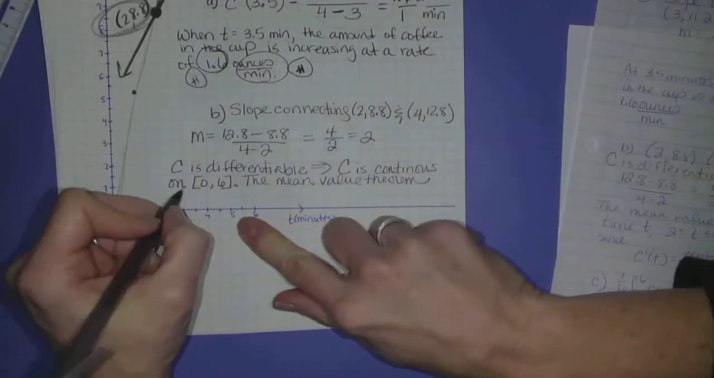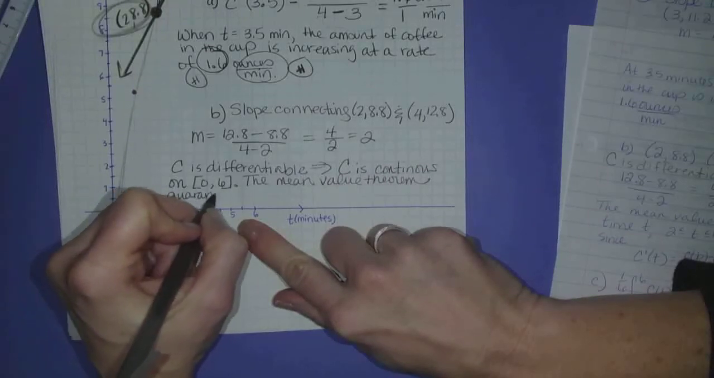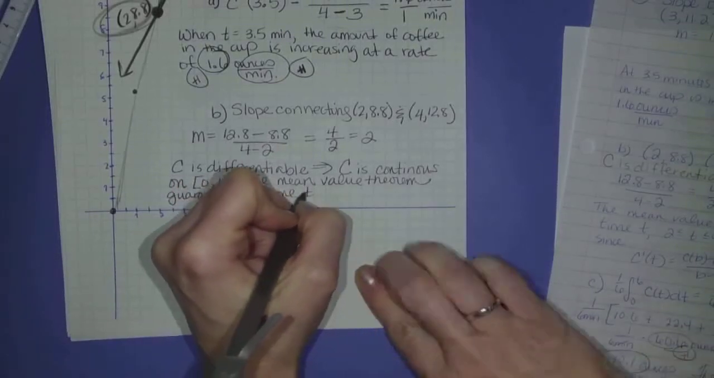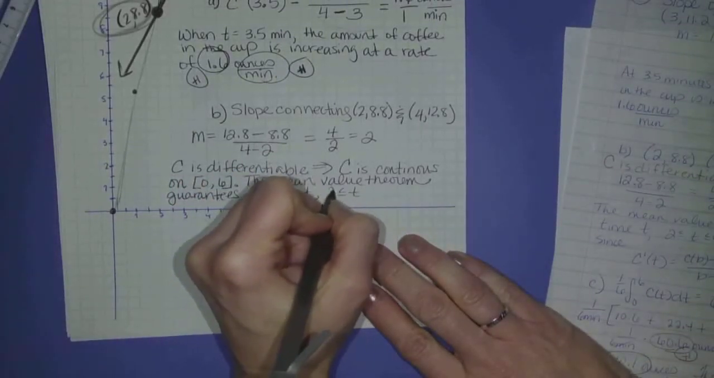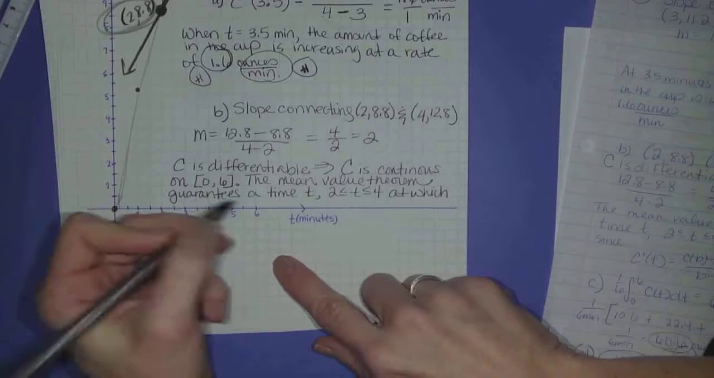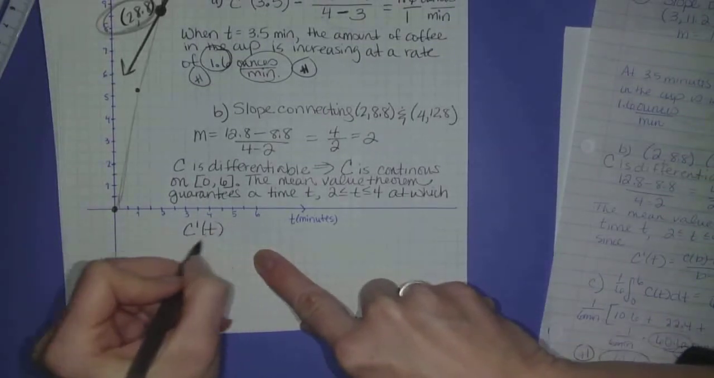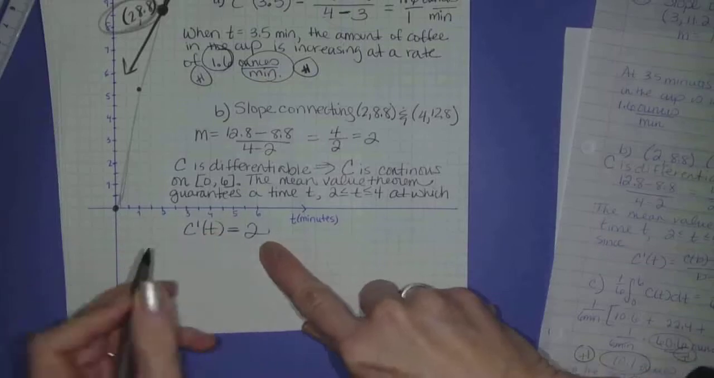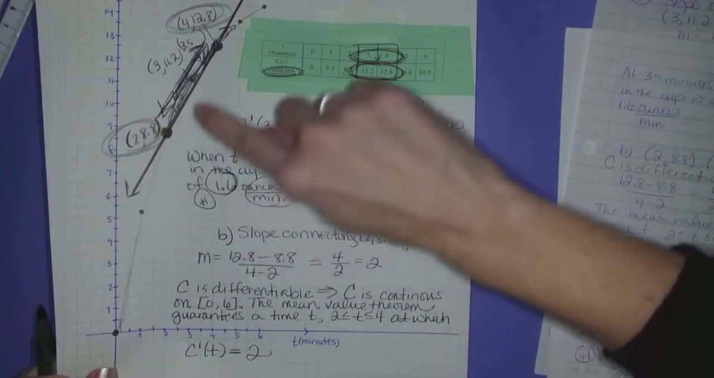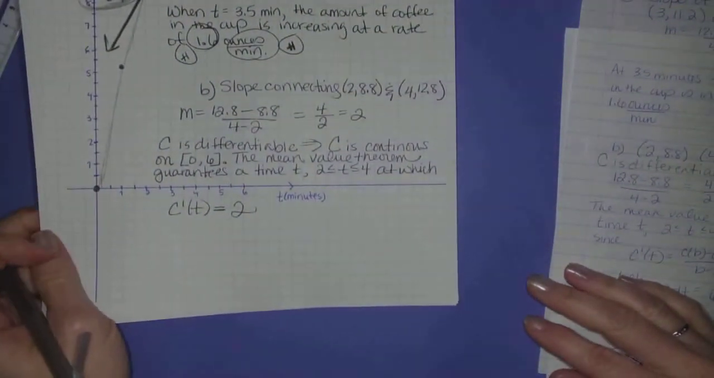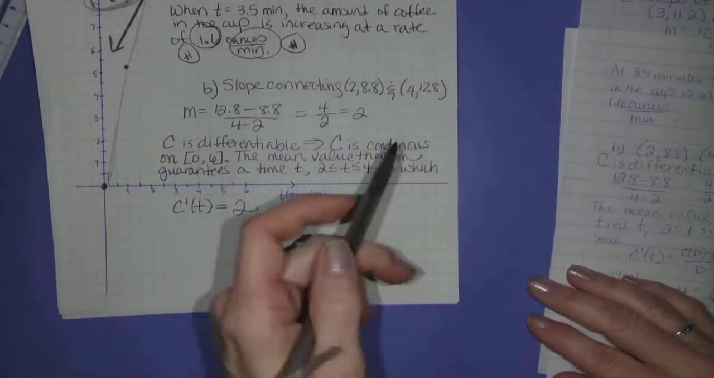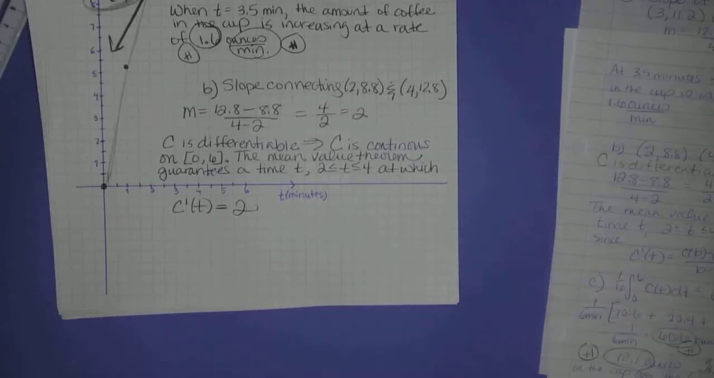The mean value theorem then guarantees a time t, where t is between 2 and 4, at which C prime of t, the slope at that value, has got to be equal to the slope of the secant line connecting the endpoints. So that's like mean value theorem 101. But look at how they just brought that randomly into an open-ended free response. So that is part B.